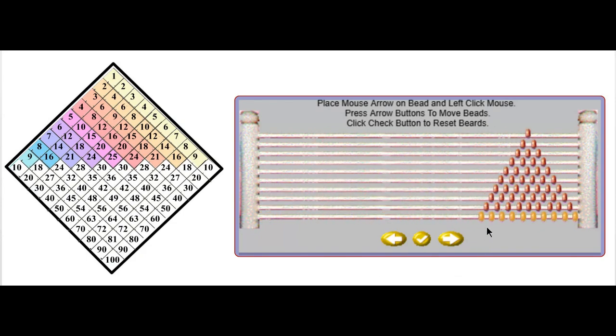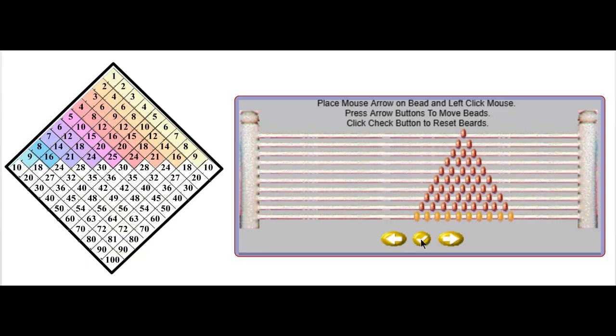Of course, we could also do 1, 2, times 5. 1, 2, 3, 4, 5. And we can see that we have the solution to 2 times 5, which will give us 10 brown beads in the rectangular area.